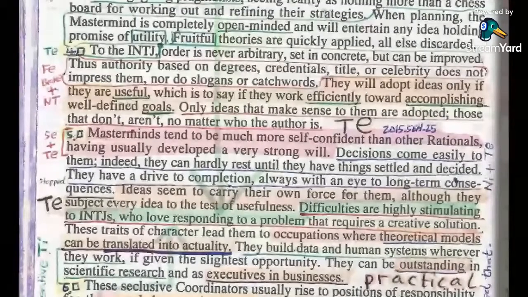They can be outstanding, but I would say they're taking the theoretical model and translating it into actuality rather than coming up with the theoretical model, because the INTJ will only come up with a model if the model has utility, or if they think there's a buck in it. And yes, that has the utility of earning money from it. But it's going through that filter, that Te filter.